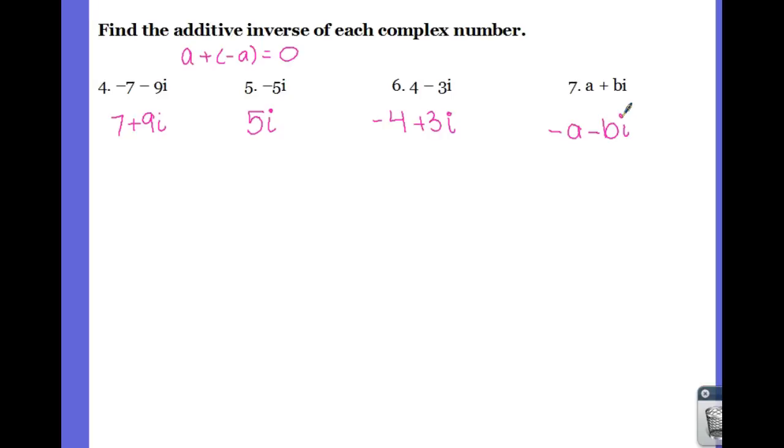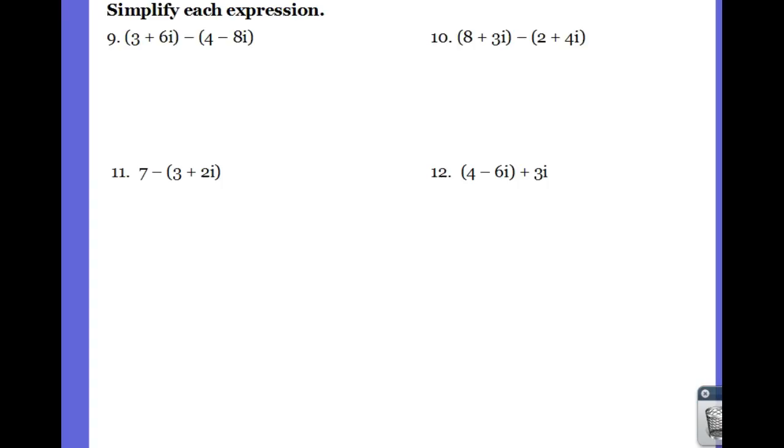Remember how I told you i acts like x? And you cannot combine unlike terms. If we are adding or subtracting real numbers and i's, you can only add or subtract the real numbers together. You can only add or subtract the powers of i to a 1 together. You can only add or subtract the powers of i squared together. So in 9 through 12, we're applying properties of order of operations. You're simply combining like terms. That's all we're doing here.